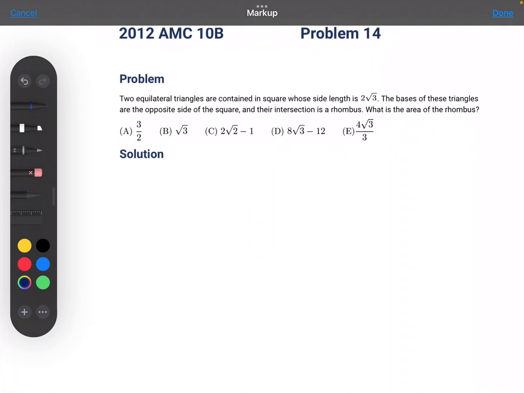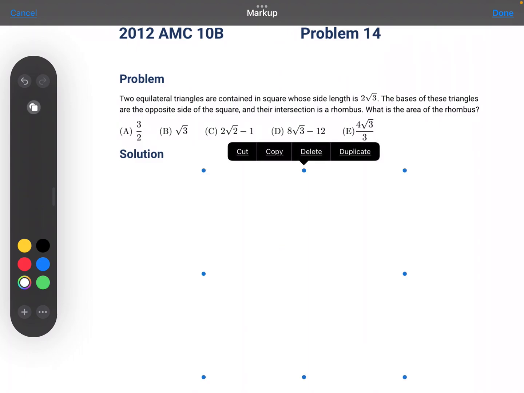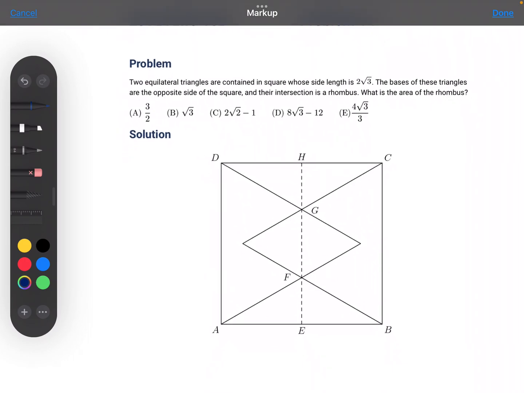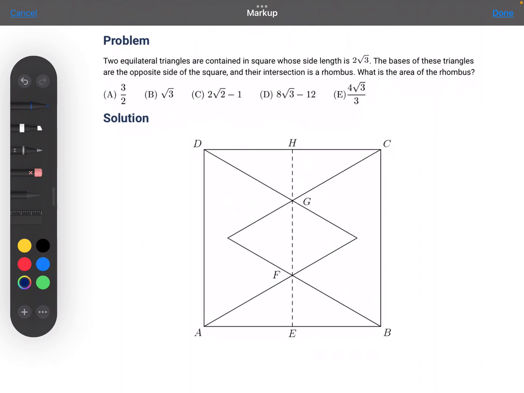Two equilateral triangles are contained in a square whose side length is 2√3. The bases of these triangles on the opposite side of the square. Well, that's very not descriptive. Now it's descriptive. The bases of these triangles are the opposite side of the square, and their intersection is a rhombus. And now what is the area of the rhombus?